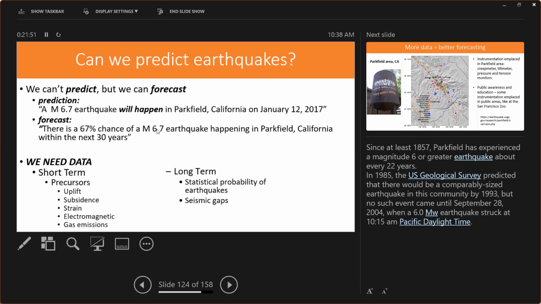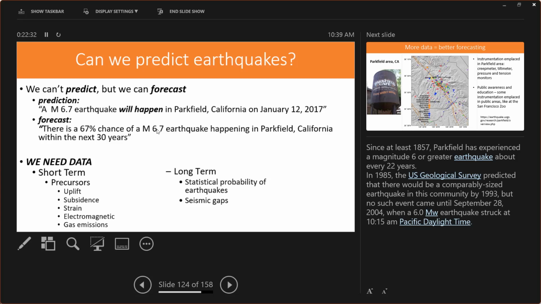So in order to forecast, we need data. Scientists work with data, and data is just the lifeblood of creating good scientific observations. So for the short term, we want to know about precursors. Whenever it comes to earthquakes, there's always the foreshocks, the little earthquakes that build up right before a big earthquake, and then we have aftershocks afterwards. So if we study those short-term uplifts, those areas of subsidence, we can measure strain, and we can measure different emissions of gas in the area. Those are our short-term measurements.